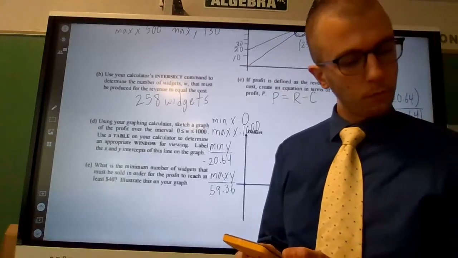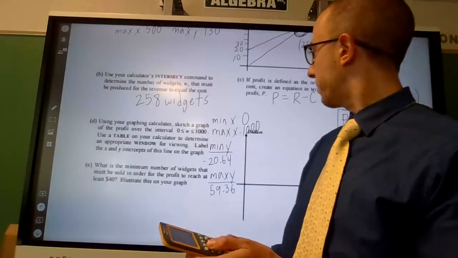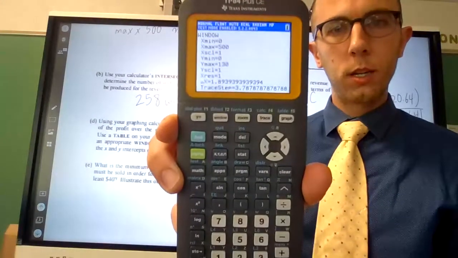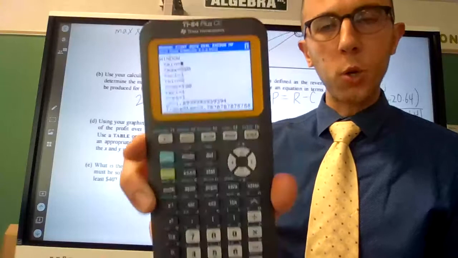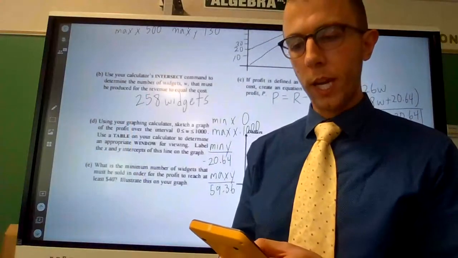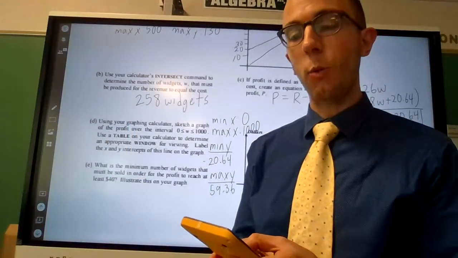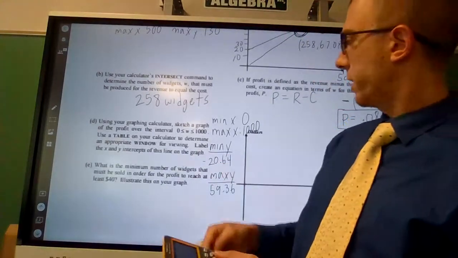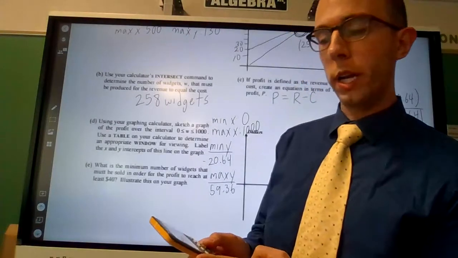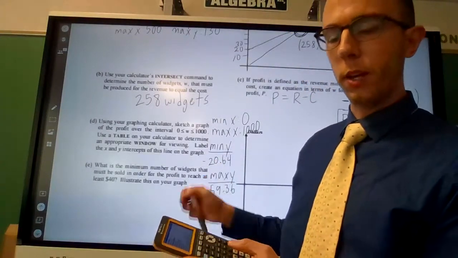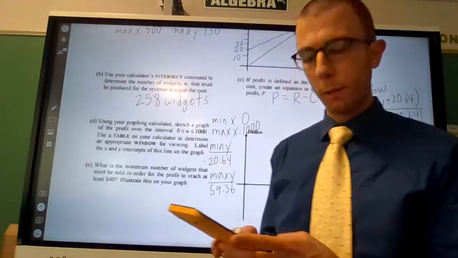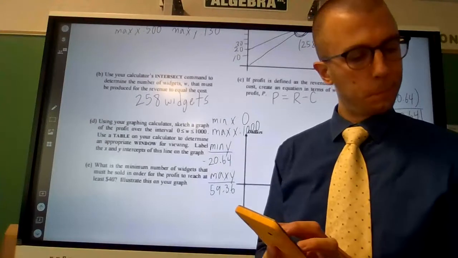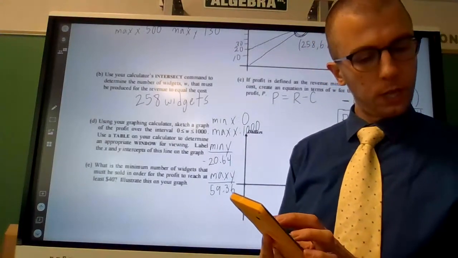Okay? So after figuring out those, a minimum, maximum, x's, and y's, we can go back into our window to set up what we want to view on our graph. So again, x min is 0, x max is now 1,000, y min, negative 20.64, so I'll say negative 21 to make sure that we include that value. And then my y max, I'm going to say, is 60.